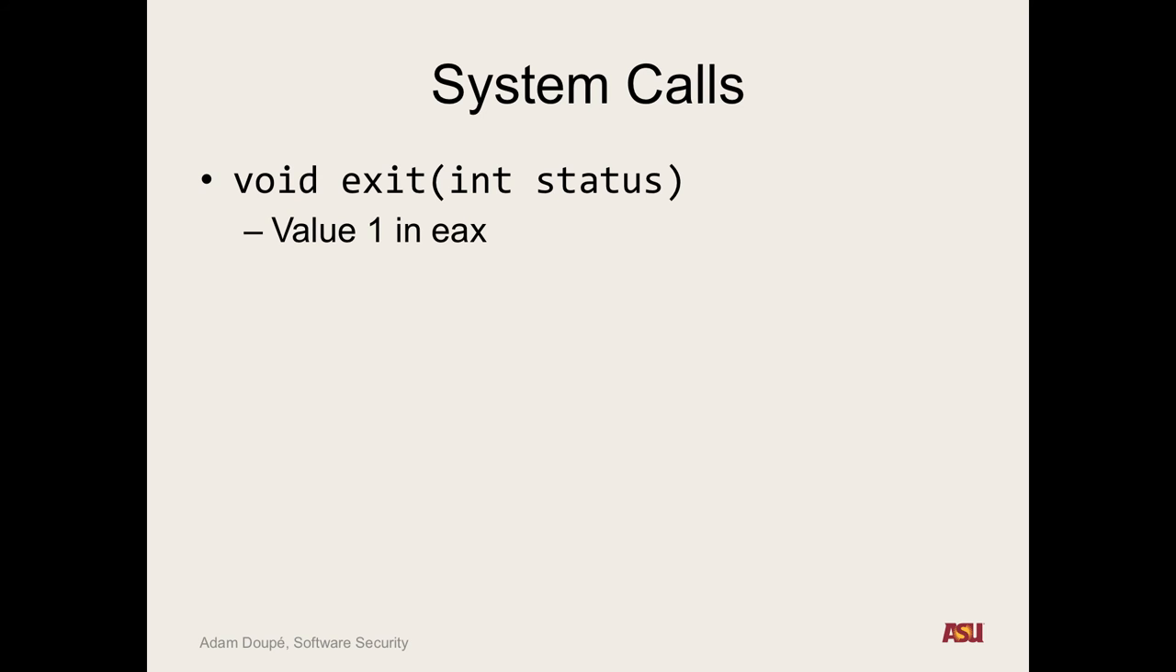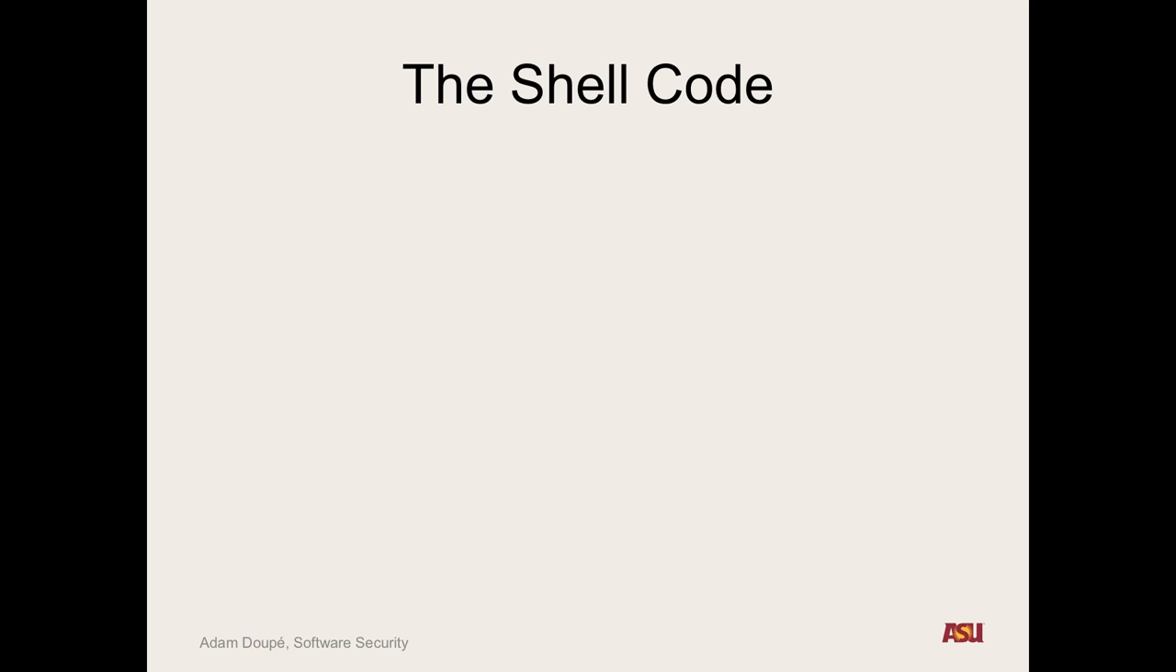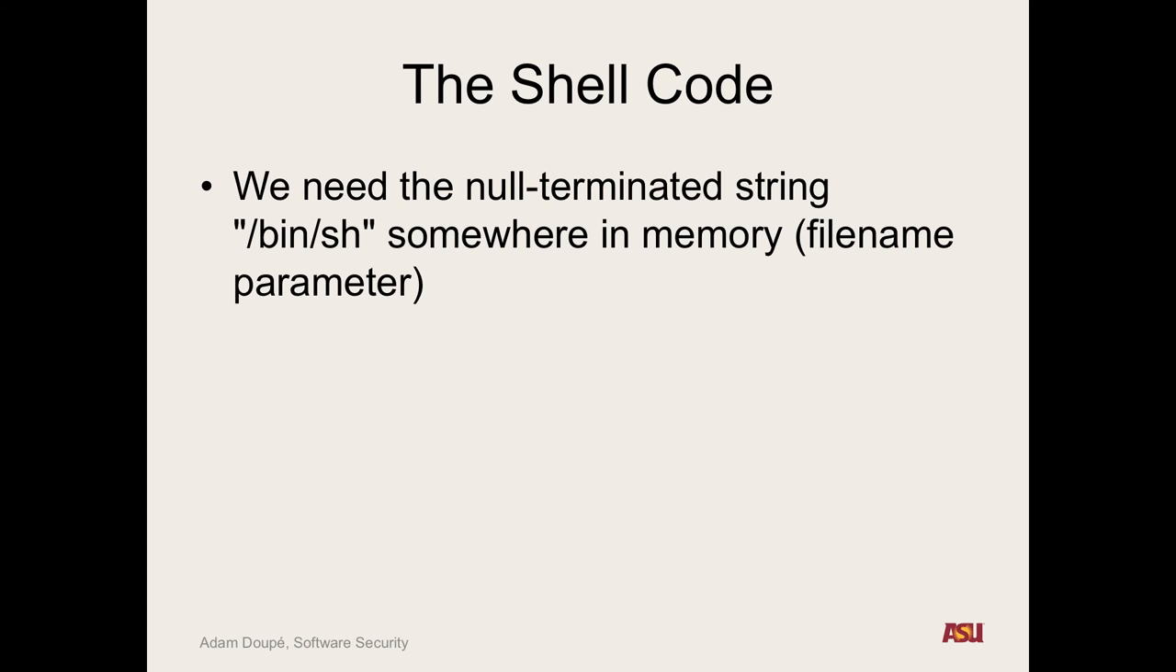The exit is value 1 in EAX, so the syscall table, this means 1 in EAX means exit. We put the exit code, this status code that we want to exit with in EBX, and then we call int 80. And so this is how we're going to build up this exit. So what we need to build this shellcode, so we need a null terminated string slash bin slash sh somewhere in memory. Right, so what does it mean, null terminated?